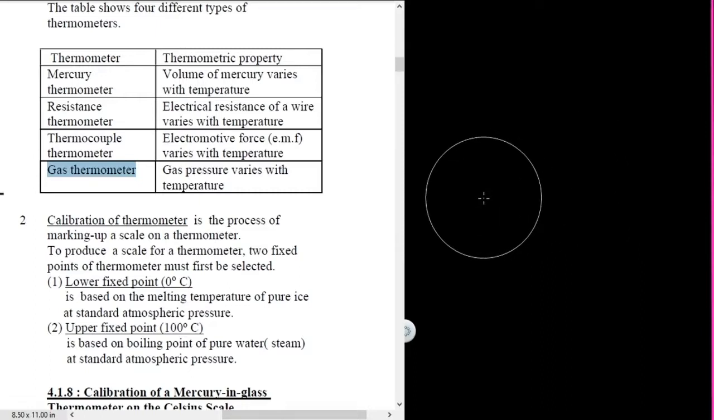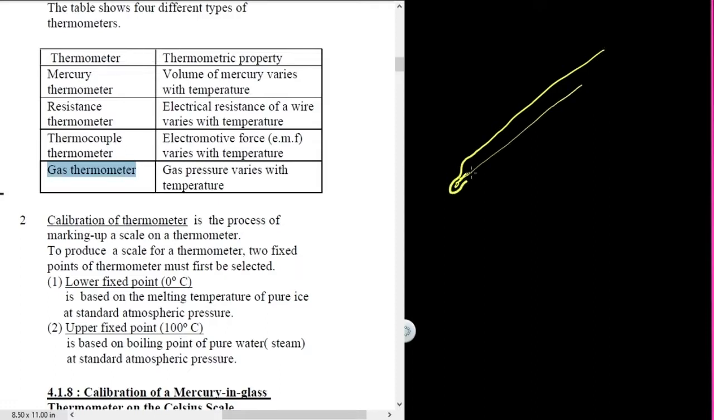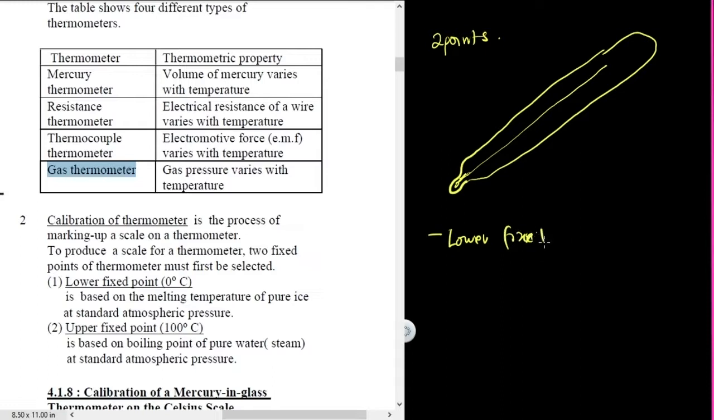To produce a scale for a thermometer, two fixed points must first be selected. Let's say we have a simple thermometer without scale. There is no 0 and no 100 degrees and no other numbers on the thermometer. So we need to find two points. First, we need to find the lower fixed point.